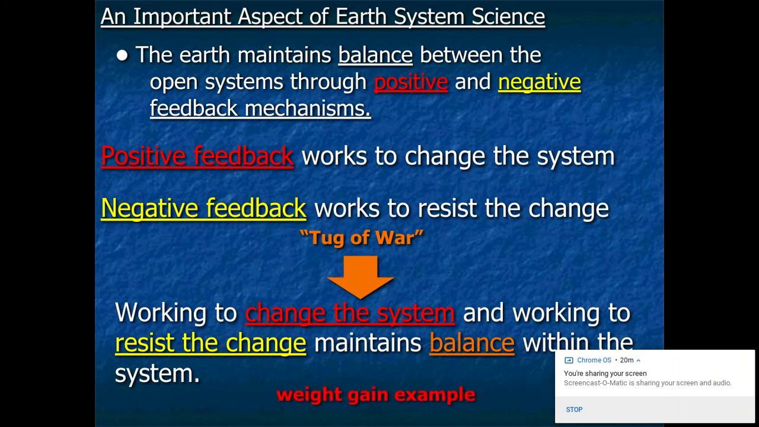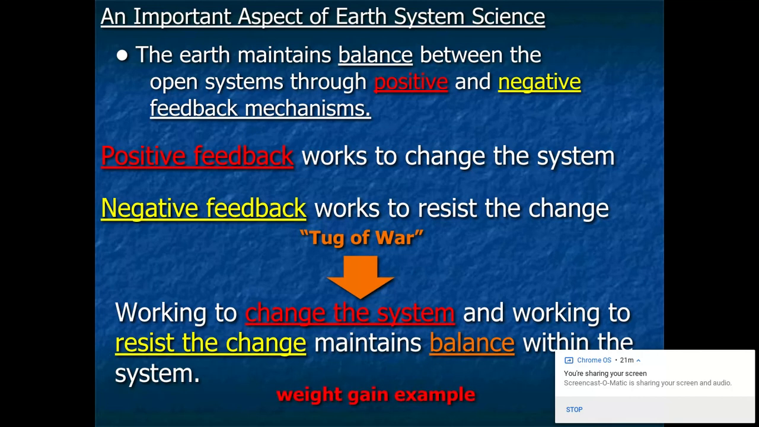Now, we have to be careful with how we define positive and negative, because we have always been taught that something that's positive means that that's good, and something that's negative is bad. Well, I'm going to give you an example that illustrates the opposite of that, and to be careful with how you perceive positive feedback versus negative feedback.